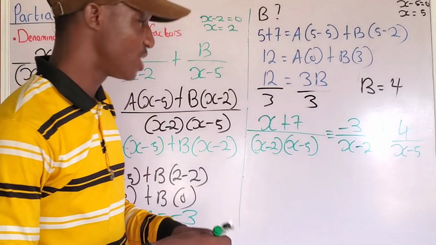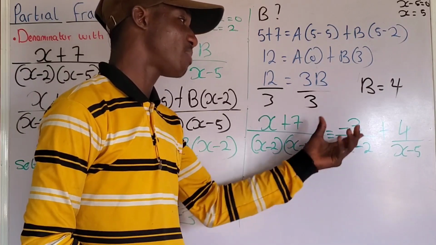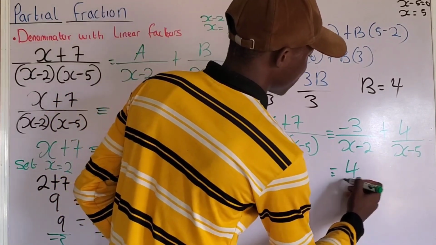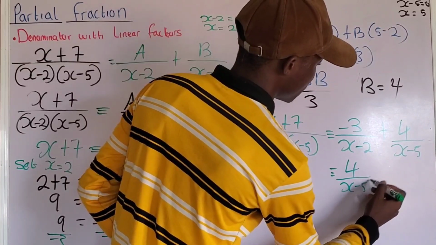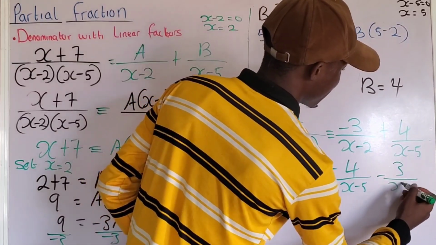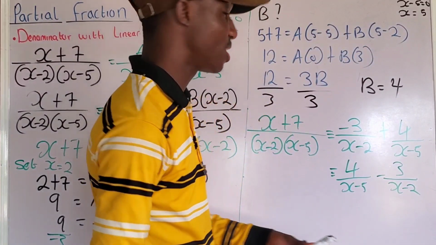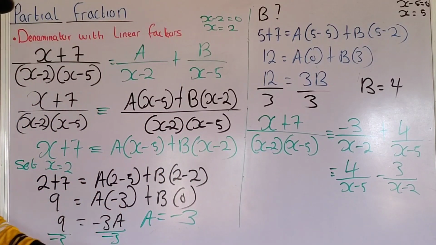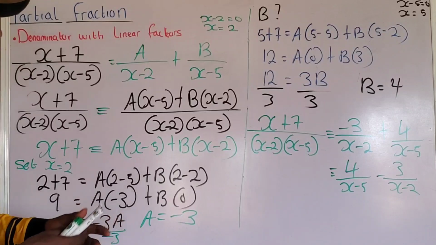Now, please pay attention. If you don't want to put minus, you might interchange this as 4 over x minus 5 minus 3 over x minus 2. You can interchange it, okay? Now, that is the first method, you understand? I just showed you the first method. Now, let us proceed to the second method.